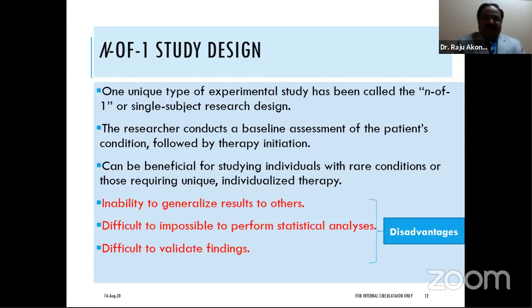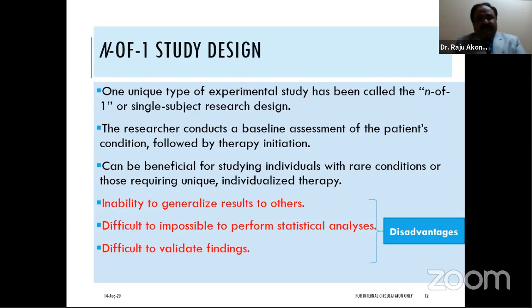It can be beneficial for studying individuals with rare conditions or those requiring unique individualized therapy. So when you have a patient with a rare condition where you don't have a chance to find a larger number of patients with a similar disease, then obviously you have to adjust with this N-of-1 study design.